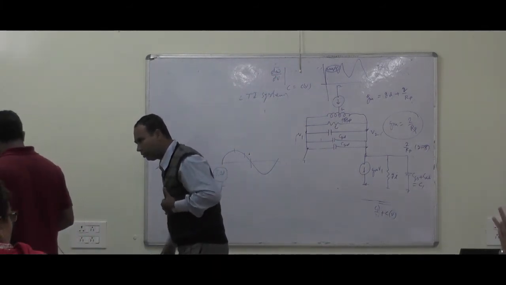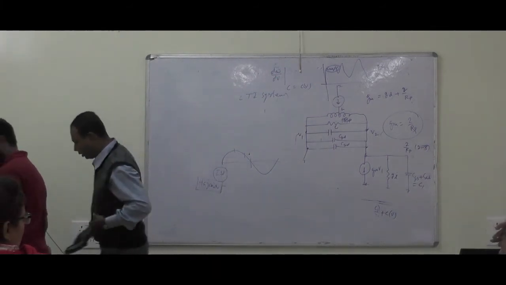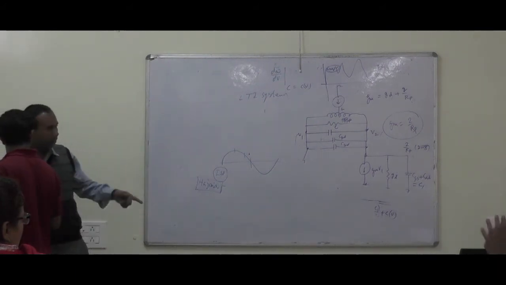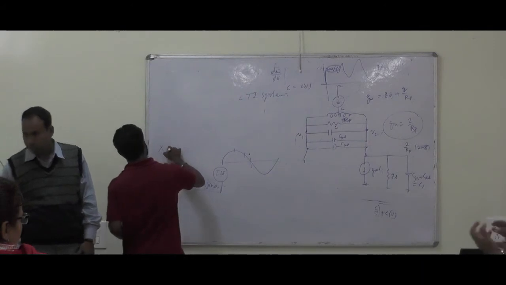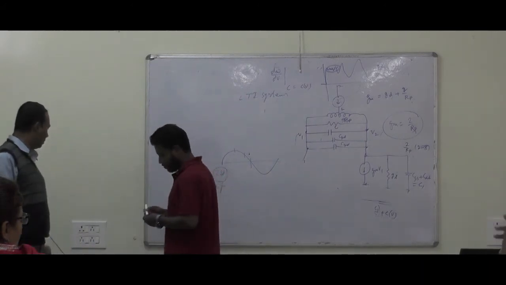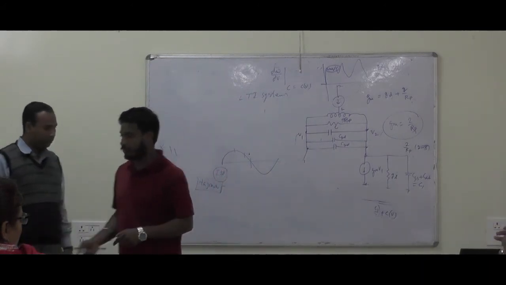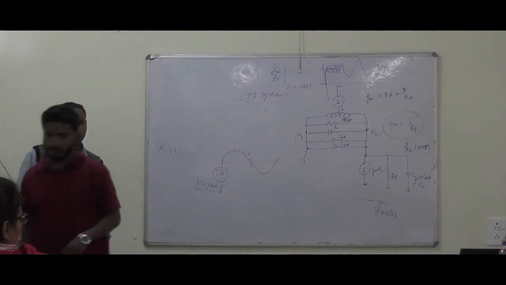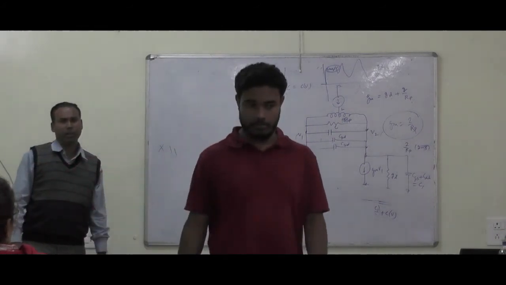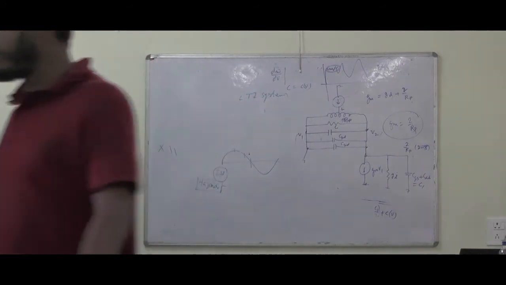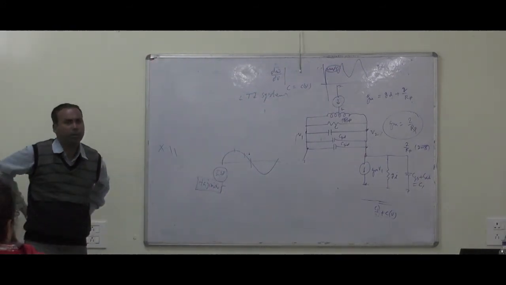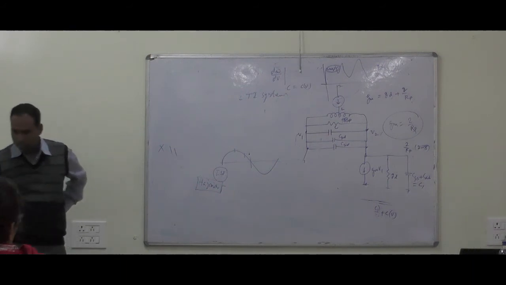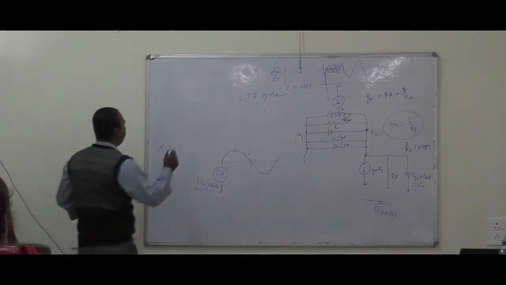That is one. Also you can have Monte Carlo simulations. This is another one. And also the temperature, meaning the process corners of the simulation. How many process corners will come? It is typically typical, slow, fast. All of them, along with temperature and supply variation, when combined, make quite a large set.